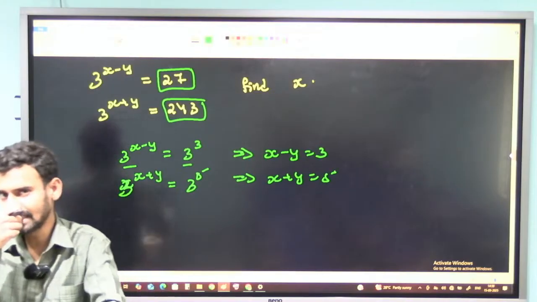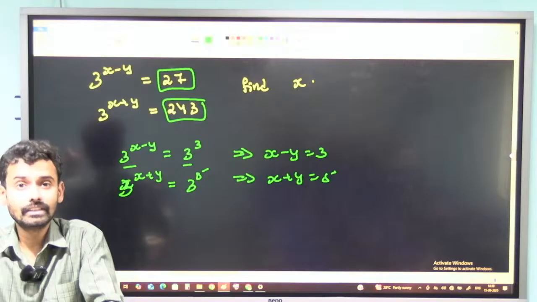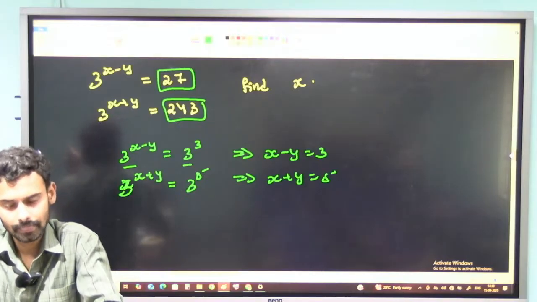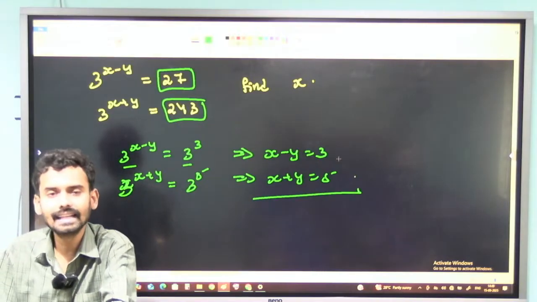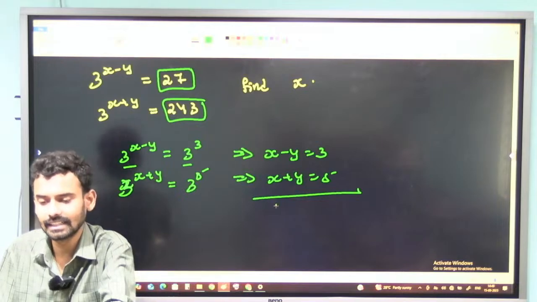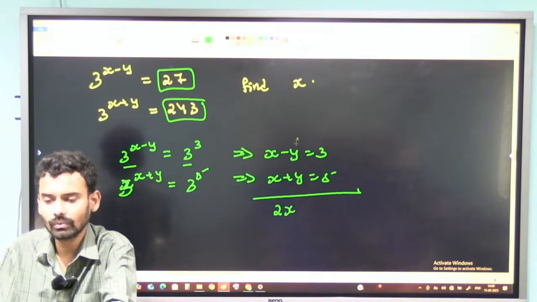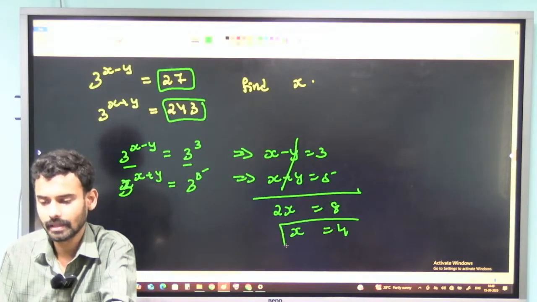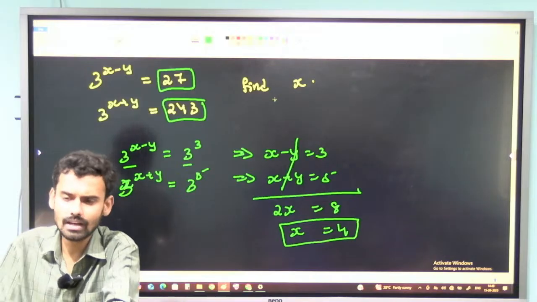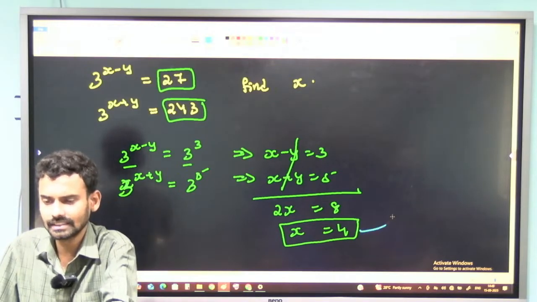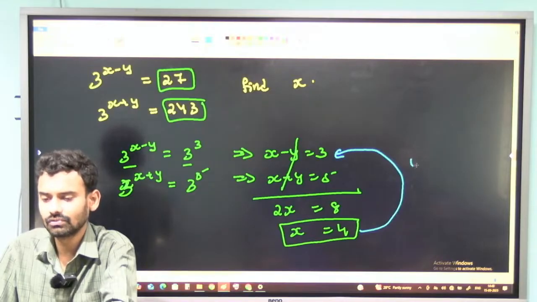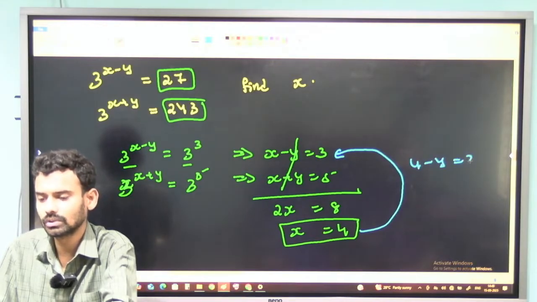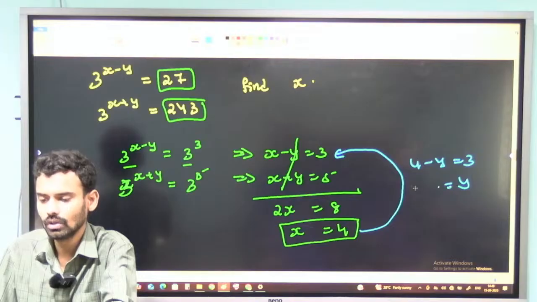Now this is a simultaneous equation wherein I have two equations with two unknowns x and y. Now I will be adding these two equations. x plus x I will get 2x, and minus y and y I can simply cancel, is equal to 3 plus 5 is 8. So value for x will be 4. If at all the question is asking for value of y, I can simply substitute this x value in this equation, that is 4 minus y is equal to 3. So y value will be equal to 4 minus 3, which is equal to 1.